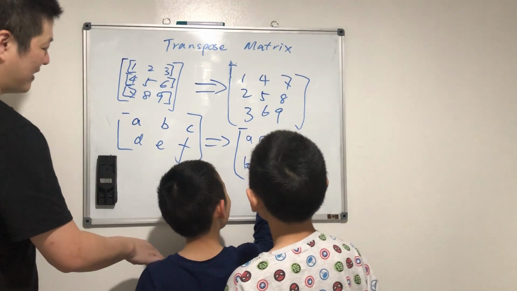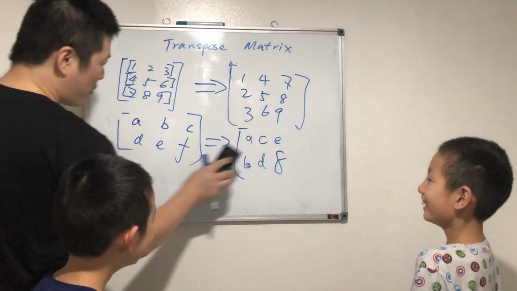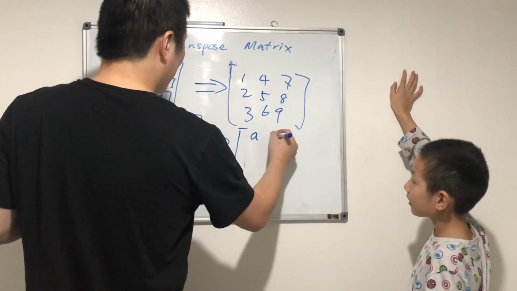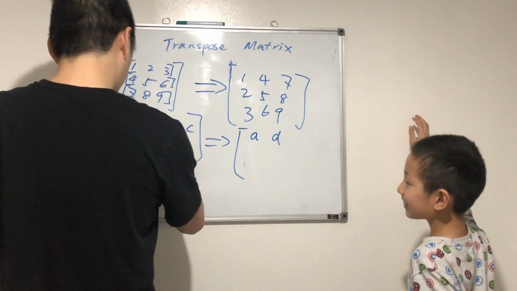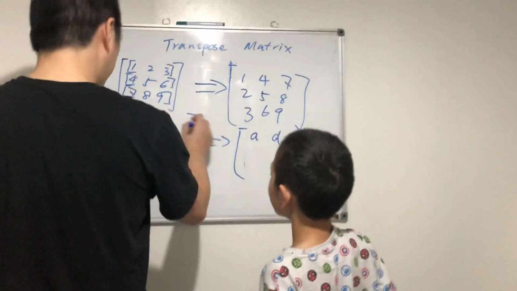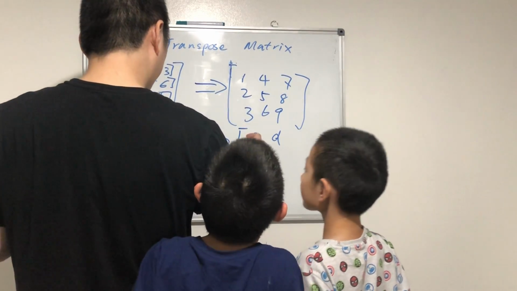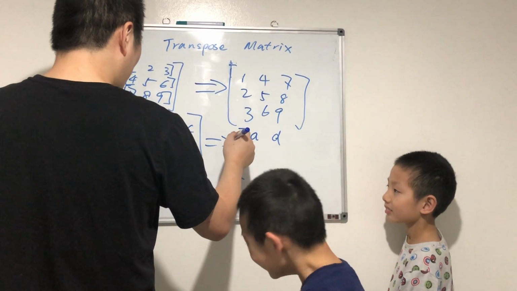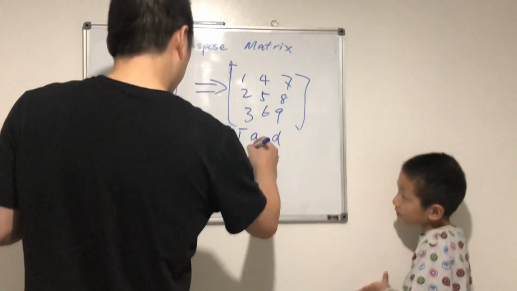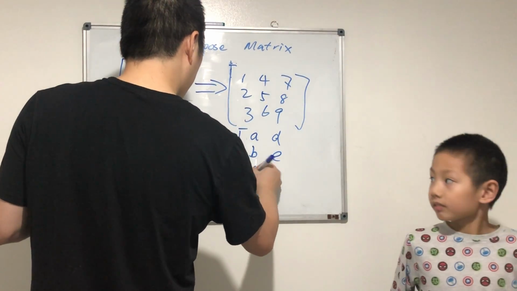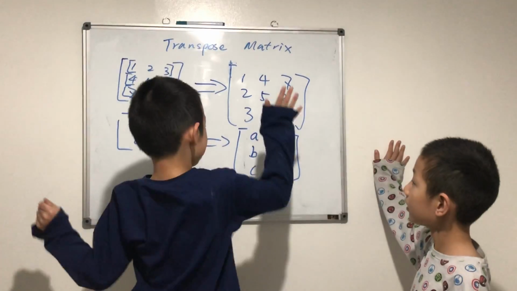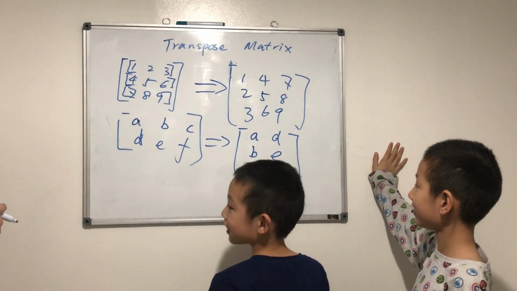Not quite. Why? Let me tell you why. It becomes A, D, B, E, C, F. So do you get it?